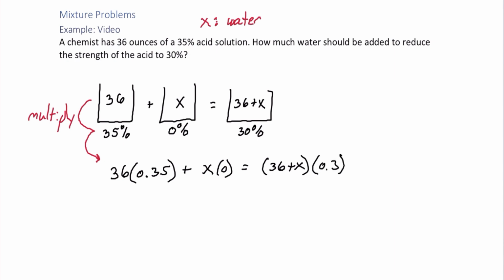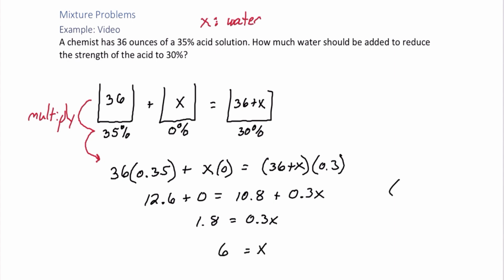Now to clean this up, 36 times 0.35, we get 12.6 plus 0 equals 36 times 0.3 is 10.8, and then plus 0.3x. We can subtract 10.8 on both sides, and that will give us 1.8 equals 0.3x. Divide by 0.3, and we get that x is equal to 6. So our answer, 6 ounces of water.